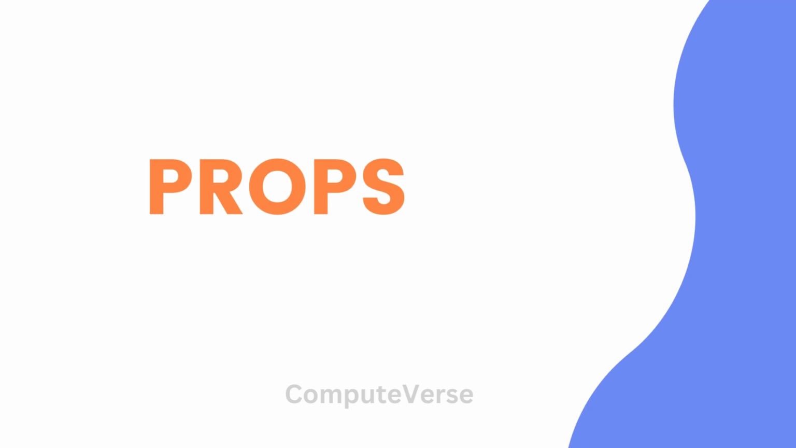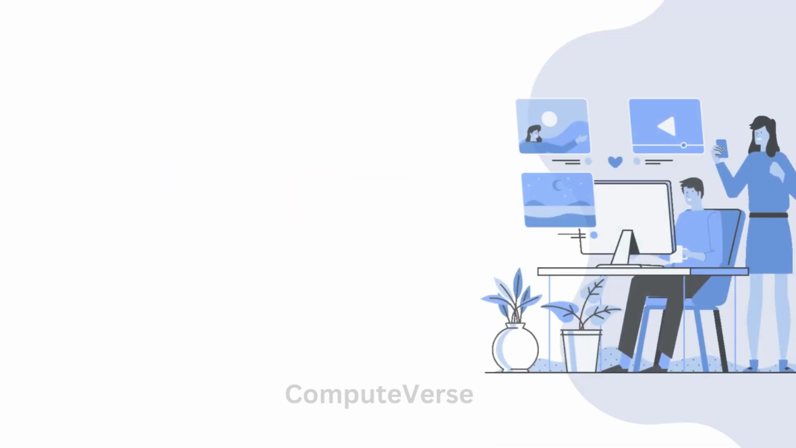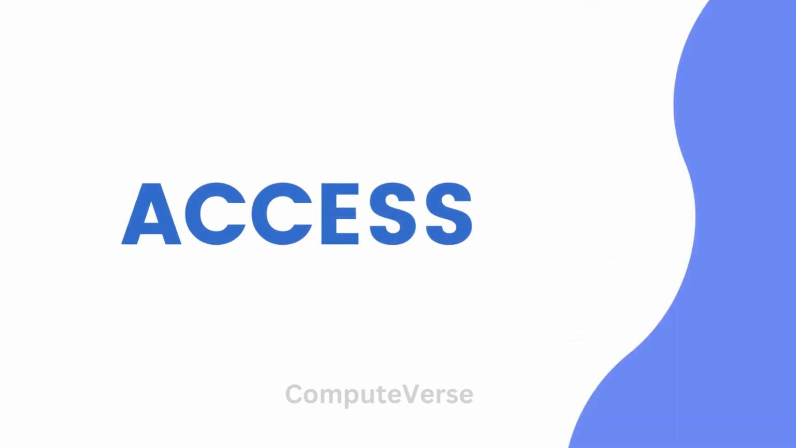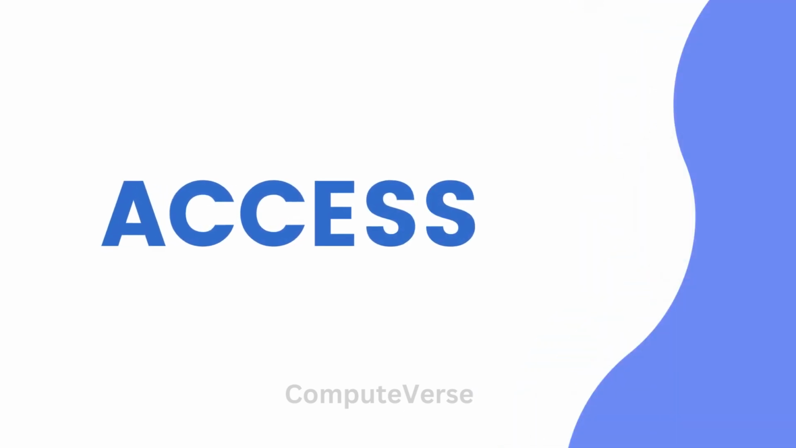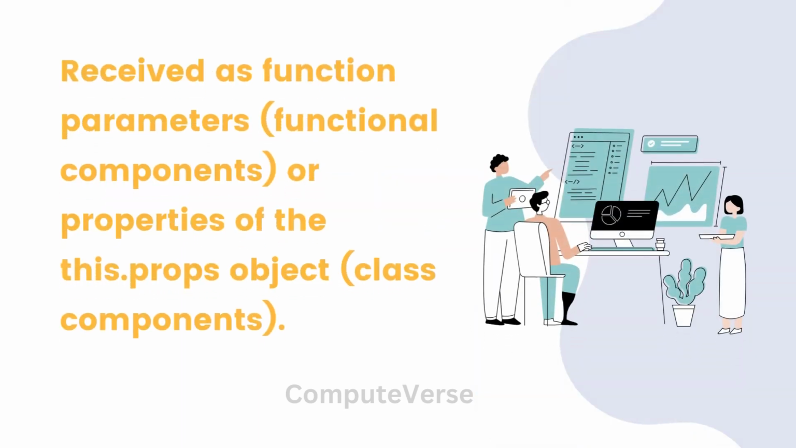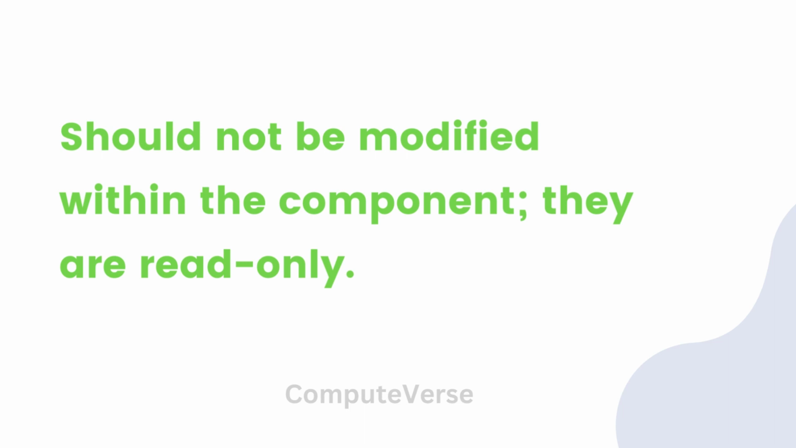Props. Props are the inputs to a React component. They are immutable and are passed down from a parent component to a child component. Props flow in a unidirectional manner from parent to child components. Components receive props as function parameters in functional components or as properties of the this.props object in class components. Props should not be modified within the component, they are read-only.